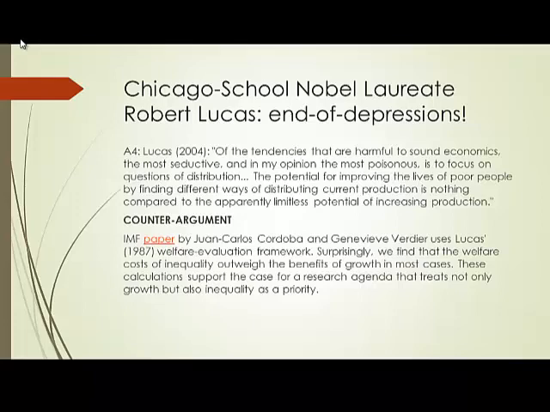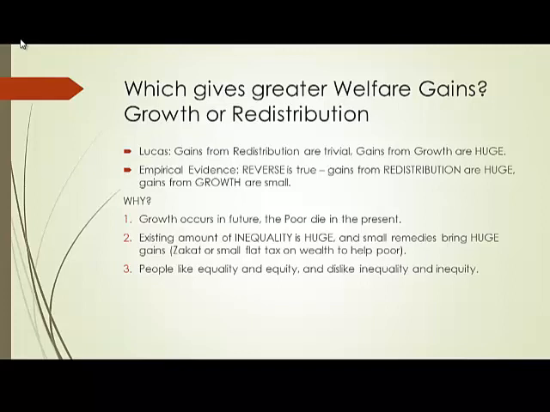And basically that's why these people, Juan Carlos Cordoba and Jean-Pierre Verdier, in an IMF paper, wrote a paper called Lucas versus Lucas. On the one hand, Lucas is saying that income redistribution contributes very little to welfare, and growth contributes hugely to welfare. So they say, okay, Lucas has also written a paper on how we can calculate welfare. Let's take his framework and compare welfare from growth and welfare from redistribution. What they find is that using Lucas's own framework for measuring welfare, the gains from redistribution are huge, and gains from growth are very small.